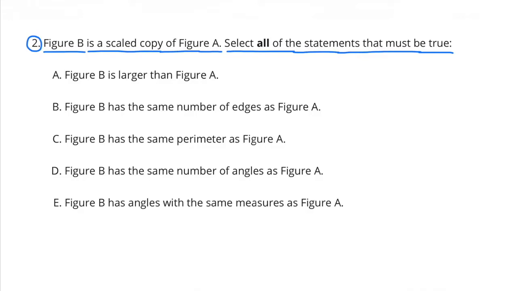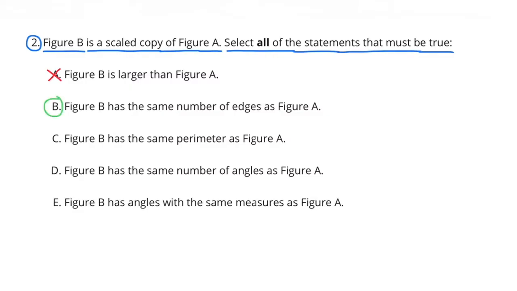Number 2. Figure B is a scaled copy of figure A. Select all of the statements that must be true. Well, I can't select A because figure B could be either larger or smaller than figure A. I selected B because the shape wouldn't change. It would still have the same number of edges as figure A.